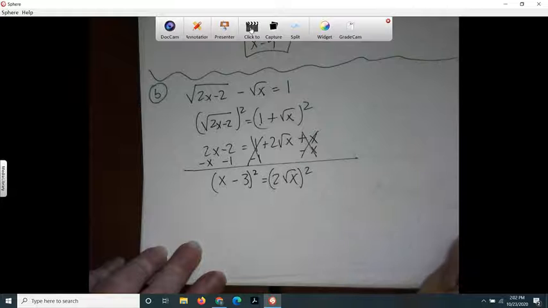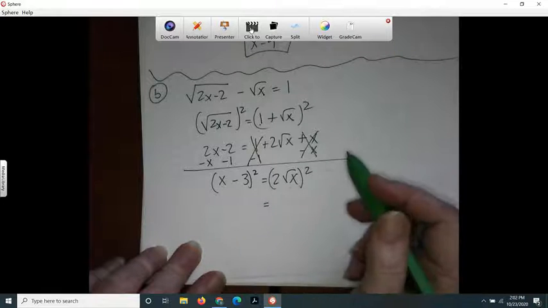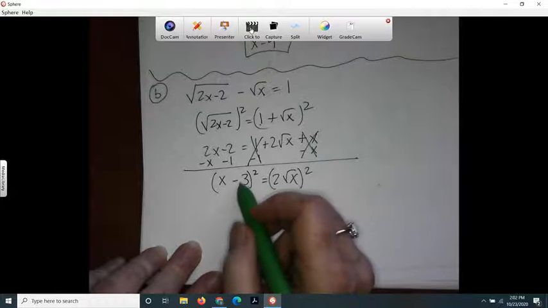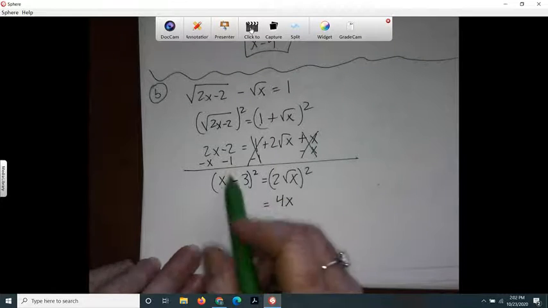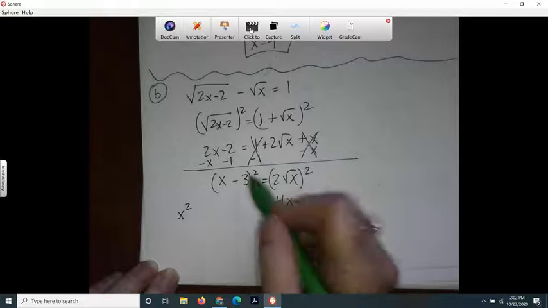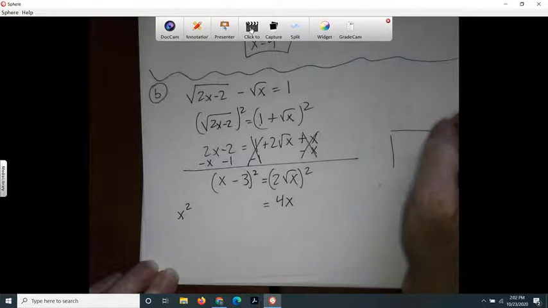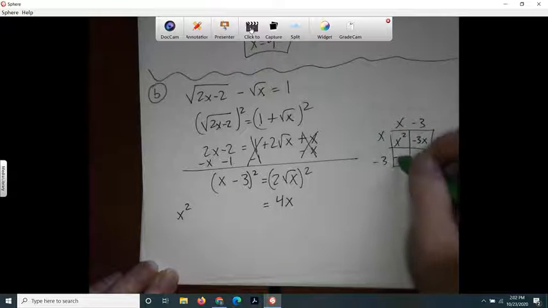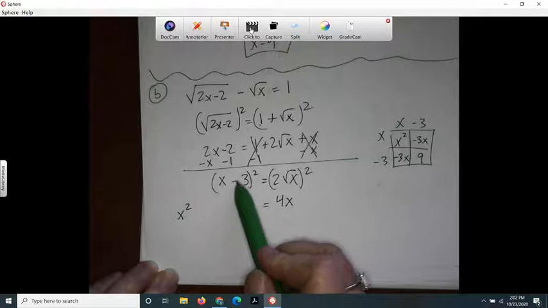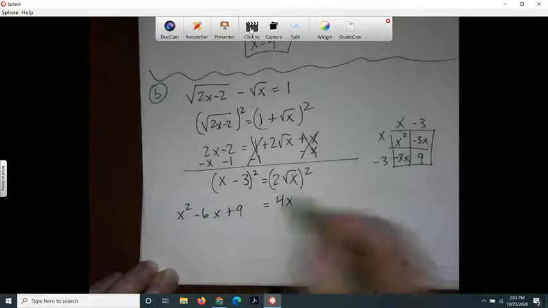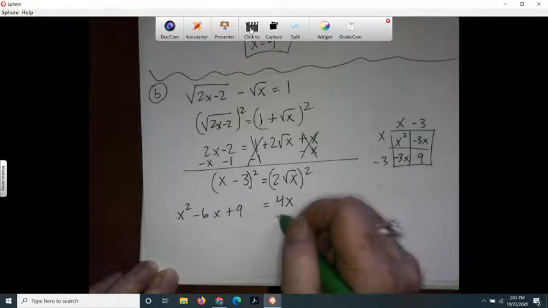Okay, so then I get 4x, and this thing I'm going to square out. So I take the first thing and square it, and then I take the first thing times the second thing times 2, because that's what happens when you put it in the little box. It's like this times 2 because there's 2 of them. So that's negative 6x plus 9. Okay, and then I guess I need to subtract 4x on both sides.